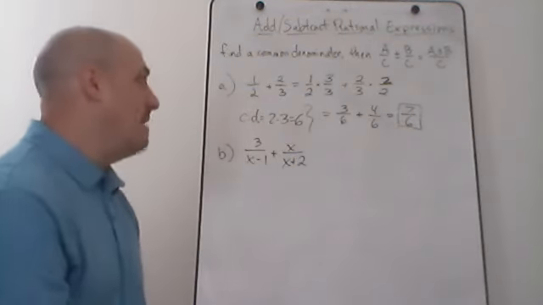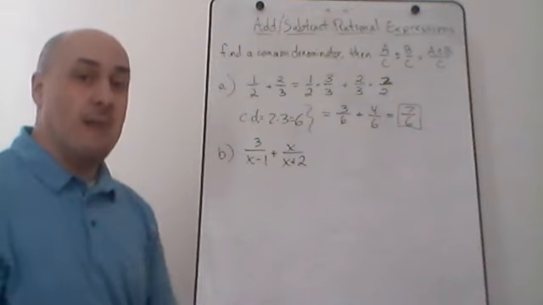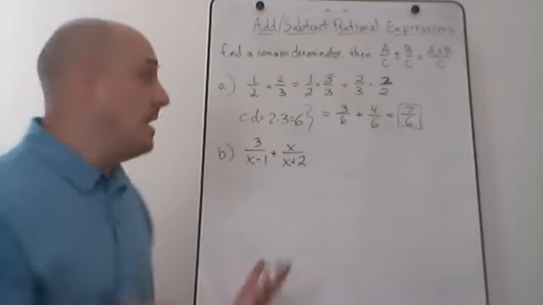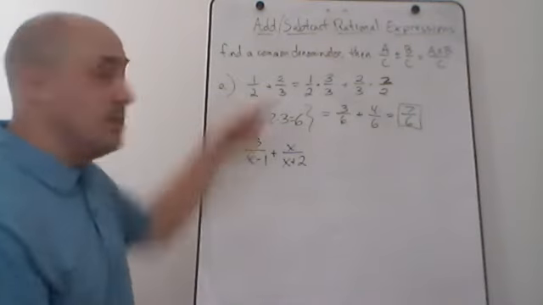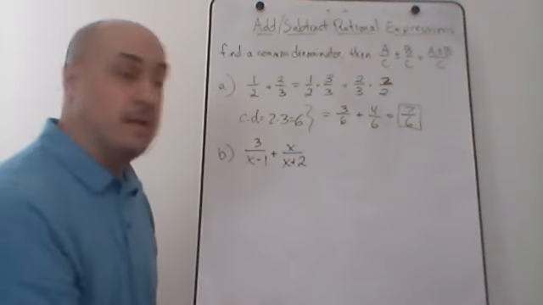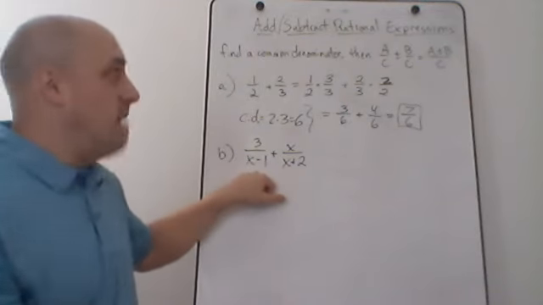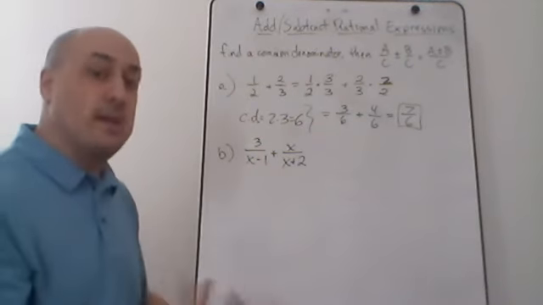All right, so that's how we add fractions when they don't have a common denominator. And if those denominators do not have a common factor, basically I just multiply each fraction by the opposite denominator. All right, so let's see how that applies to rational expressions where I have algebraic stuff going on here.